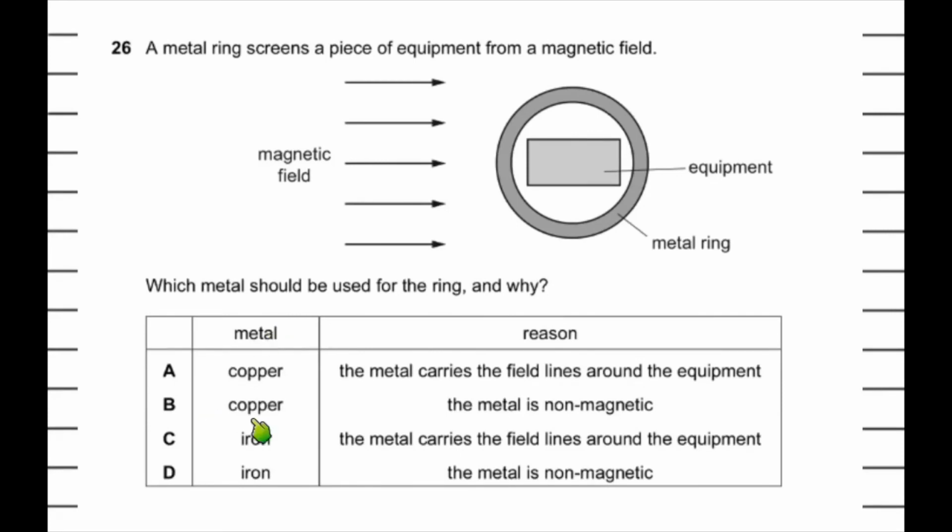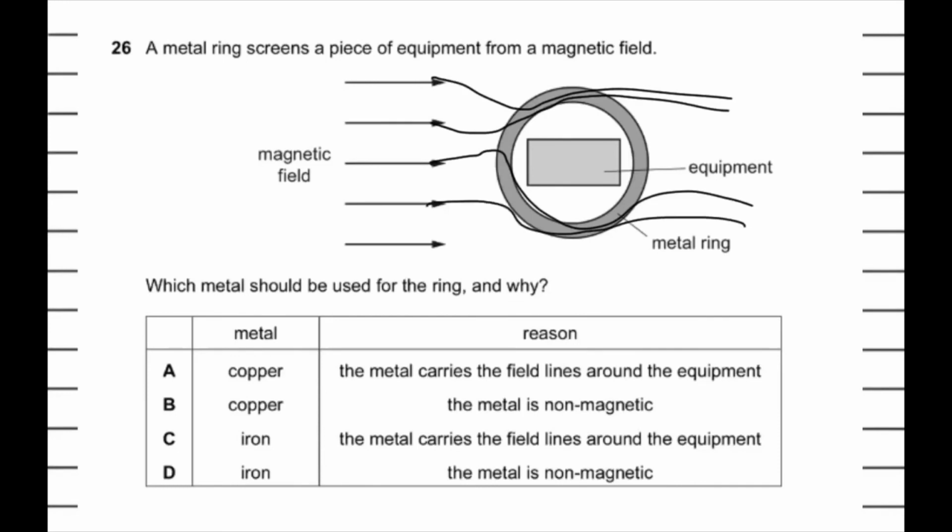Yes, the metal should be iron, because it carries the magnetic field lines around the equipment. So the answer is C, because it will carry the magnetic field lines around the equipment, so they will not pass through the equipment, they will pass through the iron ring, so the equipment will be screened from the magnetic field lines.